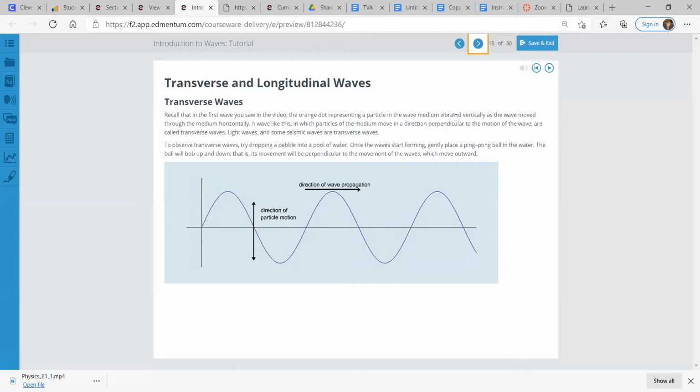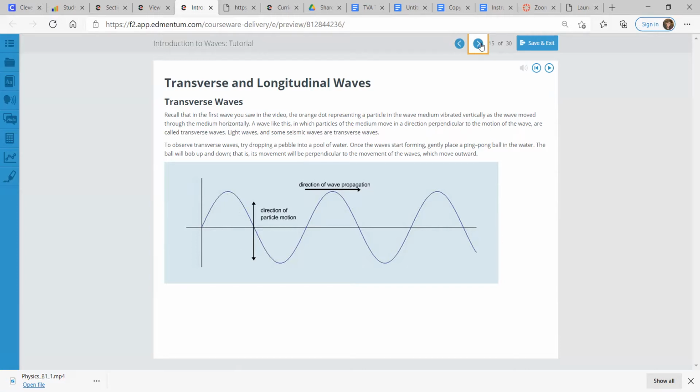Recall that the first wave in that video, the orange dot representing a particle in the wave medium, vibrated vertically as the wave moved through the medium horizontally. A wave like this, in which the particles of the medium move in the direction perpendicular to the motion of the wave, are called transverse waves. So look at this. The wave is moving this way, but each particle is only moving up and down, right? The wave moves this way, but the particles are moving up and down.